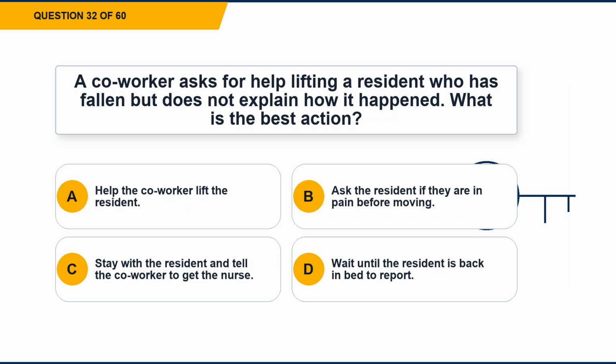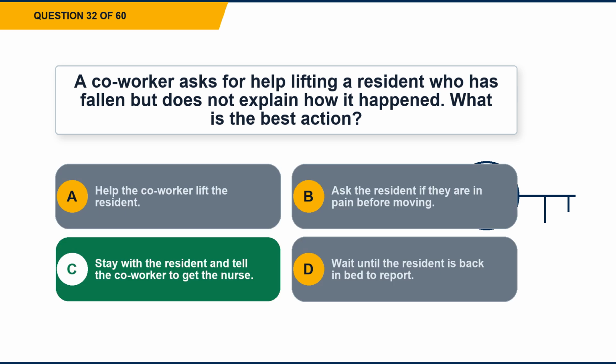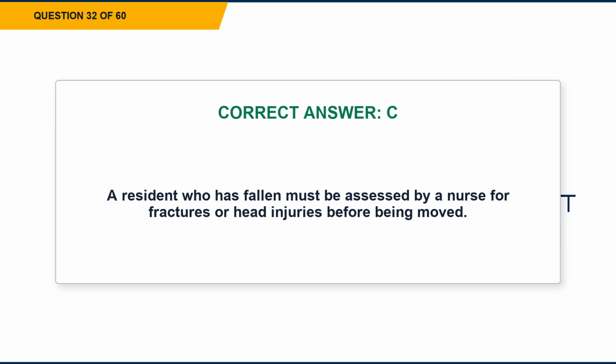Question 32. A coworker asks for help lifting a resident who has fallen but does not explain how it happened. What is the best action? Option A, help the coworker lift the resident. Option B, ask the resident if they are in pain before moving. Option C, stay with the resident and tell the coworker to get the nurse. Option D, wait until the resident is back in bed to report. The correct answer is option C, stay with the resident and tell the coworker to get the nurse. Explanation. A resident who has fallen must be assessed by a nurse for fractures or head injuries before being moved.